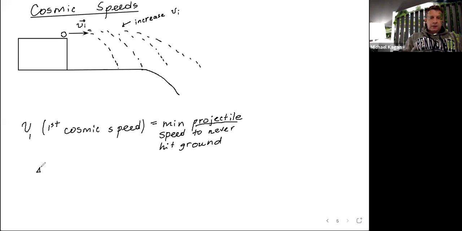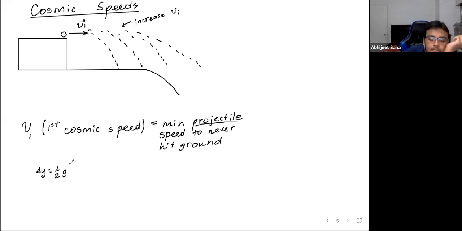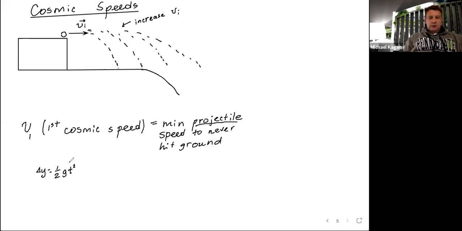Okay, so if you think of delta y equal 1/2 g t squared, and assume that g is 10, then in 1 second it gives you 5 meters. Okay, so 5 meters in 1 second. I'm going to call it h. So say the projectile has fallen by height h.